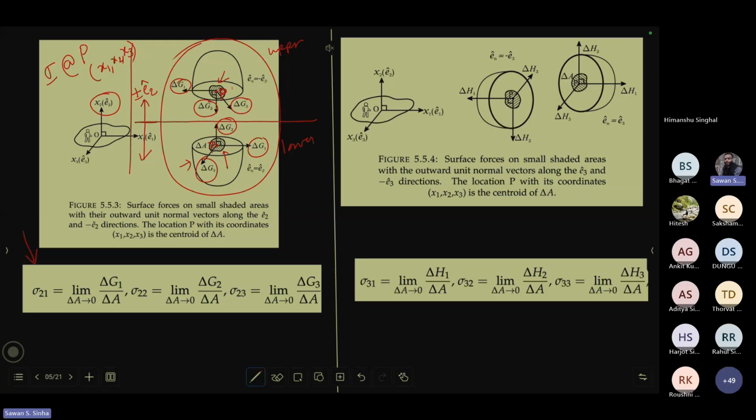So now I am talking about sigma 21, sigma 22, and sigma 23. Again, the first index in all the three components is being decided by the direction normal to the surface which has been used to cut the bulk into two halves through point P. And the second index corresponds to the force component.